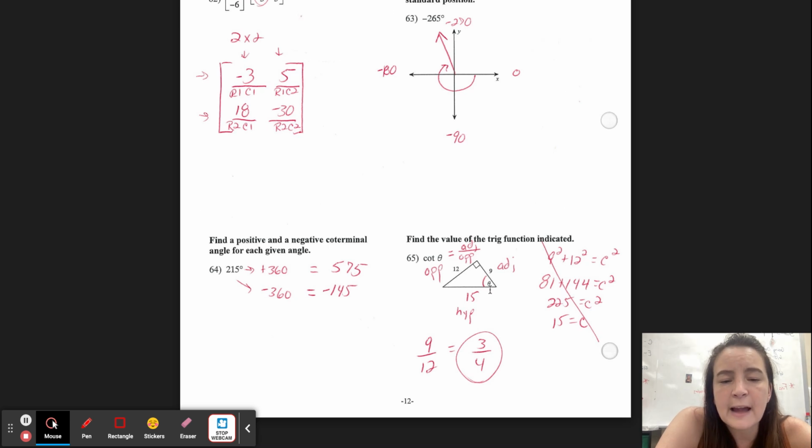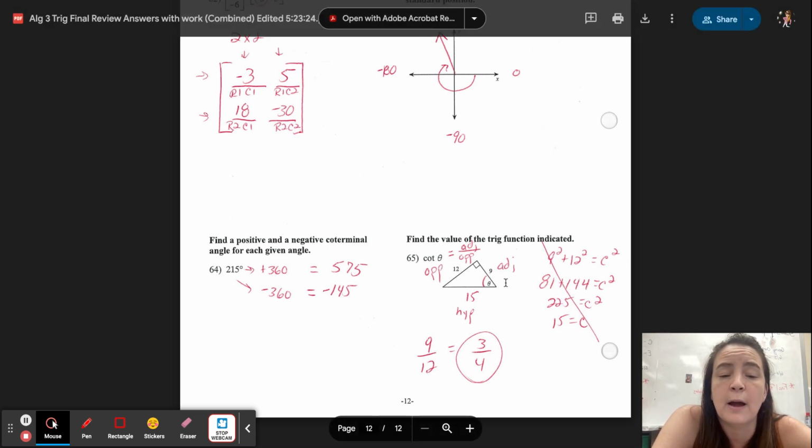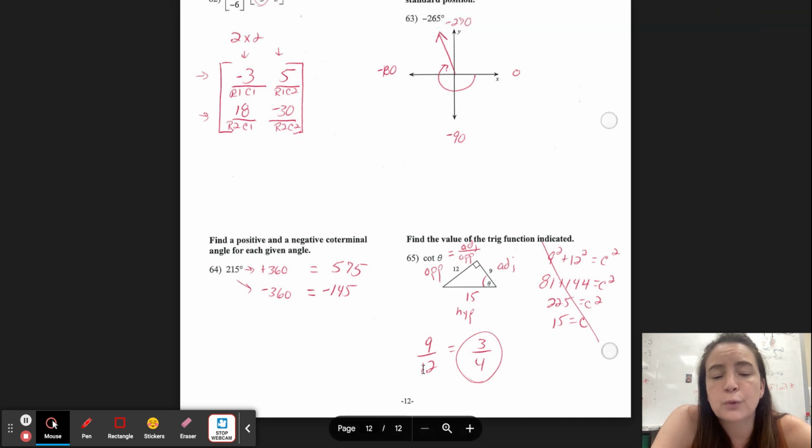So from this angle, the opposite side is 12, the adjacent side is 9. I didn't even need the hypotenuse, but I don't know what you have on your final, so you might need that missing side. So it's good that I did this anyway. So I ended up getting 9 over 12. If it can be reduced, you are still expected to reduce it. So its final answer is 3 over 4.